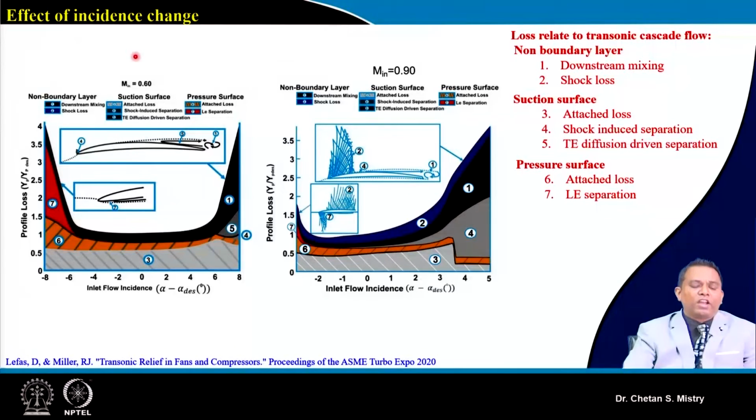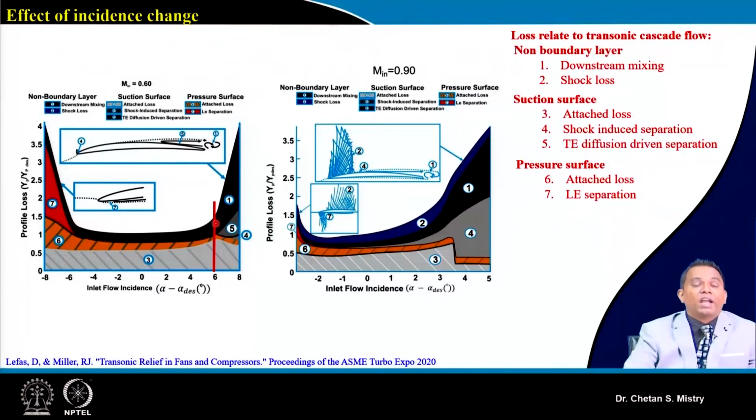So let's try to realize what is happening when our inlet Mach number is 0.6. Now here in this case, if we look, this is a particular region where our incidence angle is positive. Do not forget, when we say our incidence angle is positive, it means my flow will be striking towards the pressure surface.